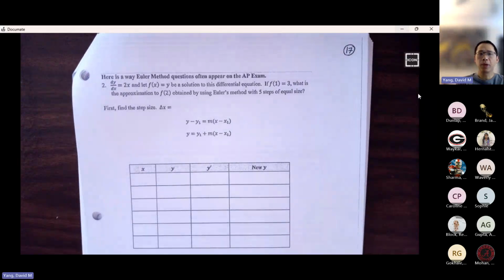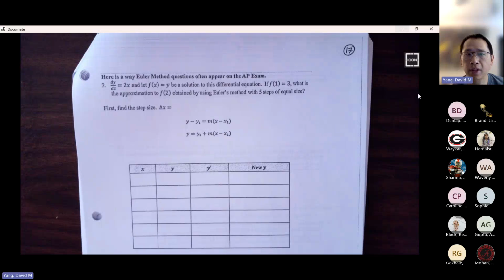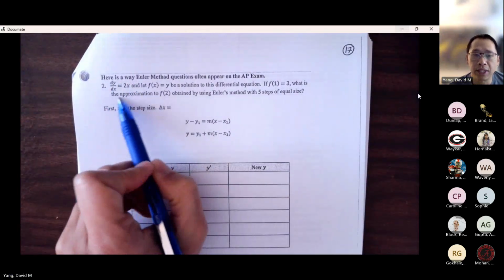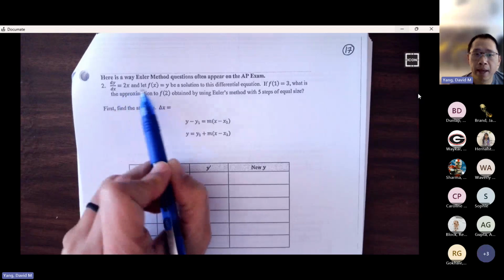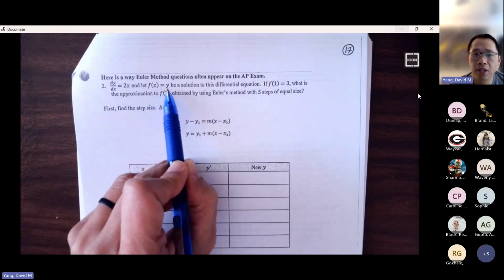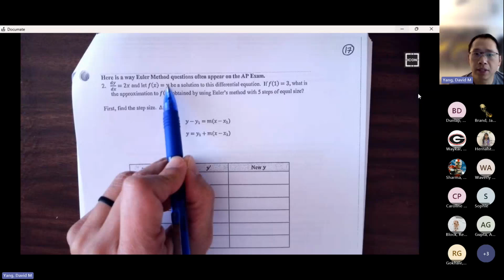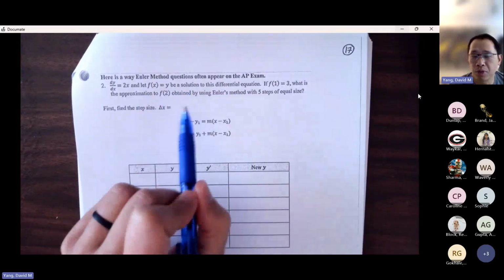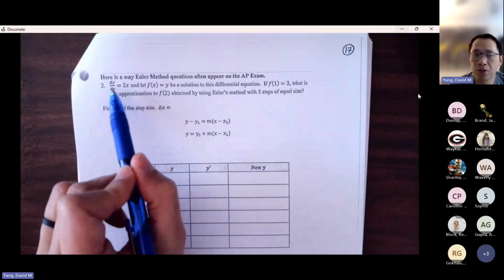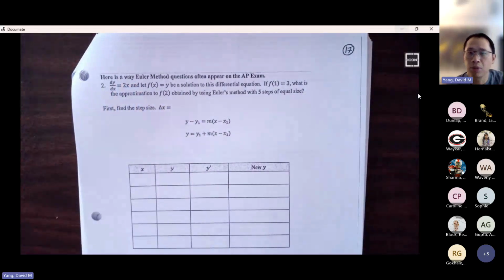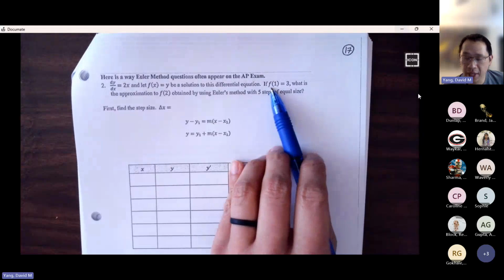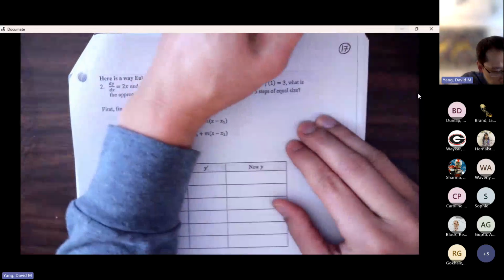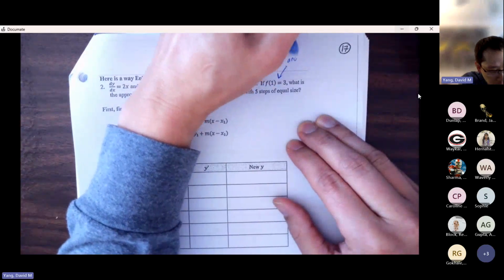All right, page 17. Here's a way Euler's method questions often appear on the AP exam. You're going to be given a derivative equation. This is how we're going to find our slope. And y is a solution to this differential equation. We're not going to be given the solution to the differential equation. We're going to have to use the slope and our anchor point to move our way along. Our anchor point in this case is f of 1 equals 3. You're always going to be given a starting point to begin with. So this is your anchor or your beginning point.